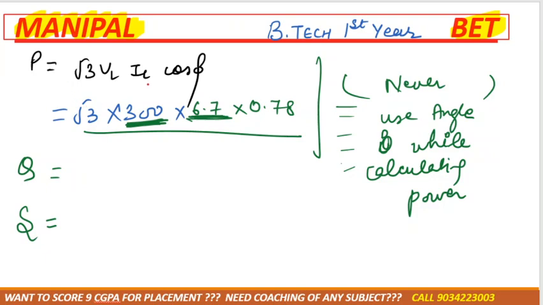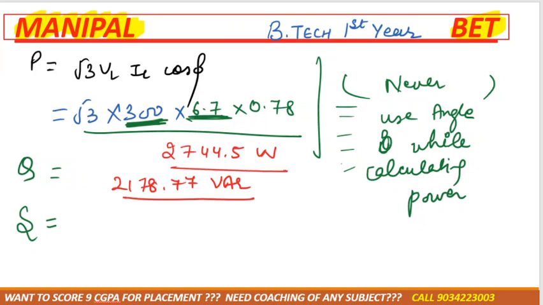So I'm telling you the values: active power, after solving, you will get as 2744.5 watts. Reactive power you will get as 2178.77 VAR. Do this question in your homework, and if there is any problem then let me know.